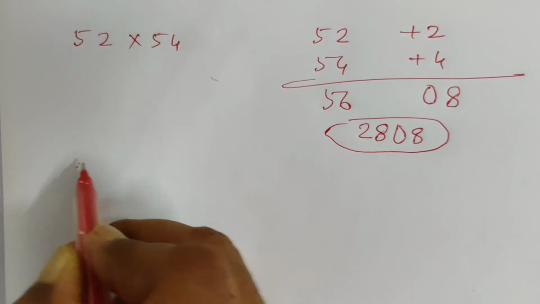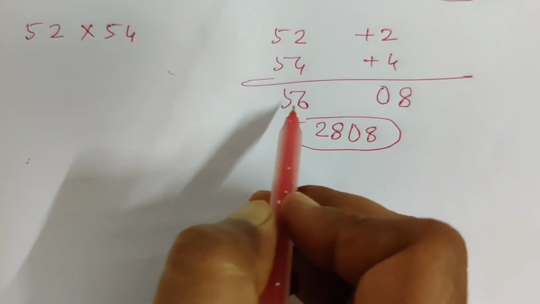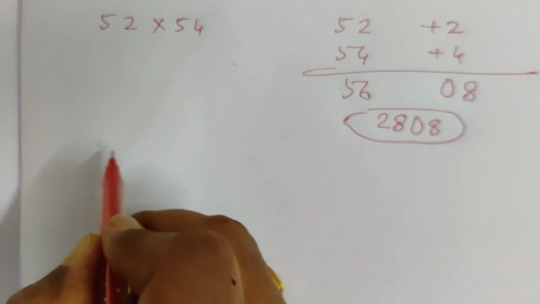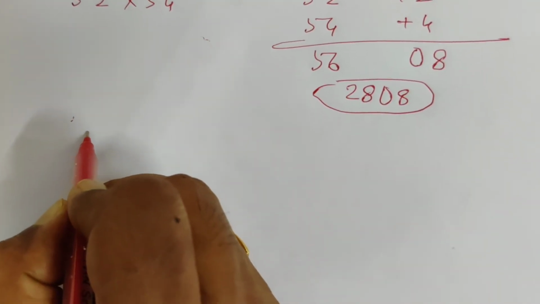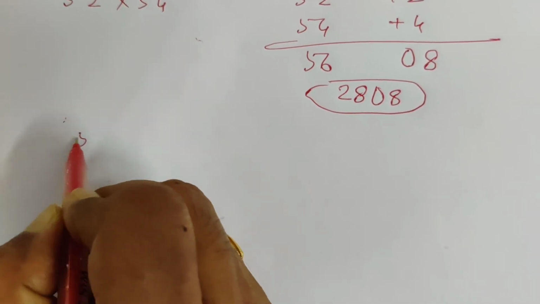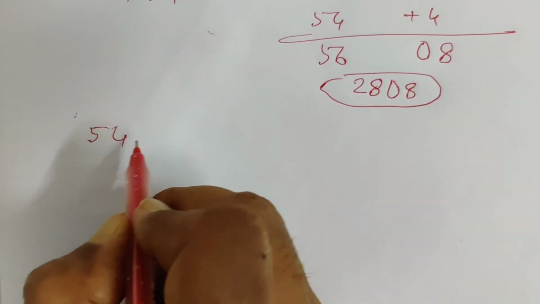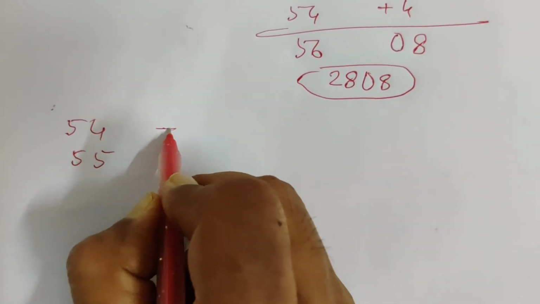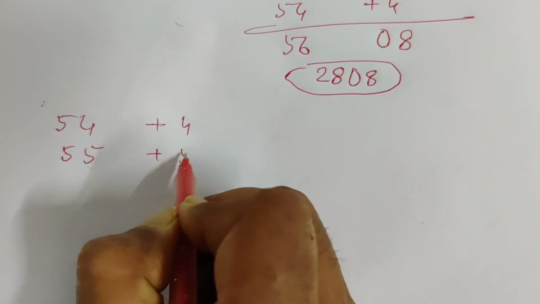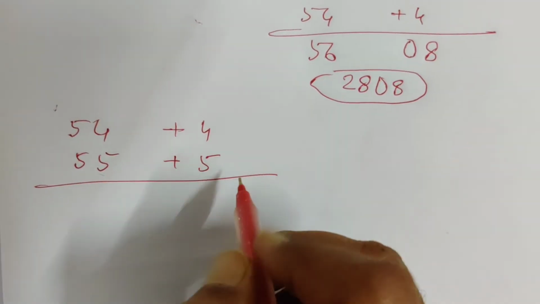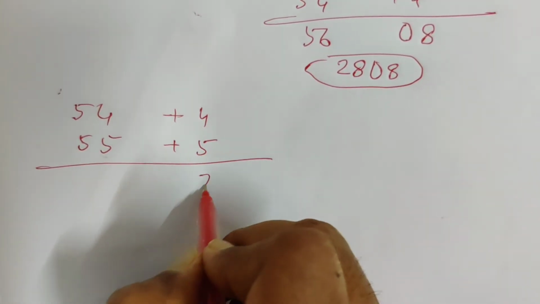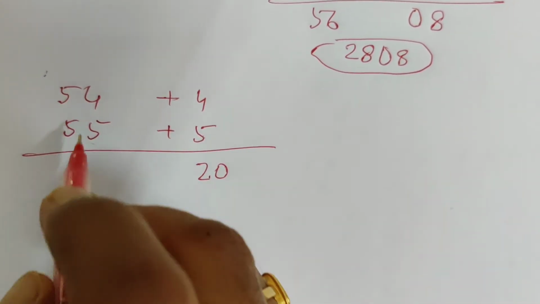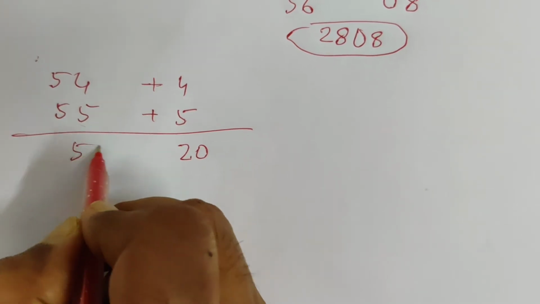Now we come to something else. You might be thinking that we are getting even numbers, we are just dividing it by 2 and getting the answer. It's not the thing. Another one is if we get an odd digit, odd number. If it is 54 into 55. This is plus 4, this is plus 5. So here what happens? 5 4s are 20. And now 54 plus 5 is 59.